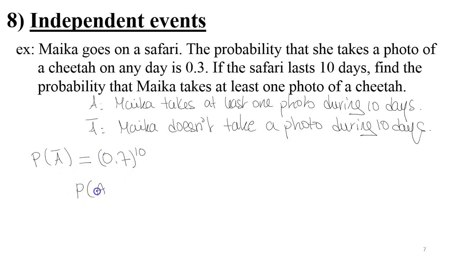So the probability of A, with A bar being the opposite event of A, would be 1 minus the probability of A bar, which is 1 minus 0.7 to the 10. Now, whatever that is equal to, we could use our calculators in order to determine that probability.